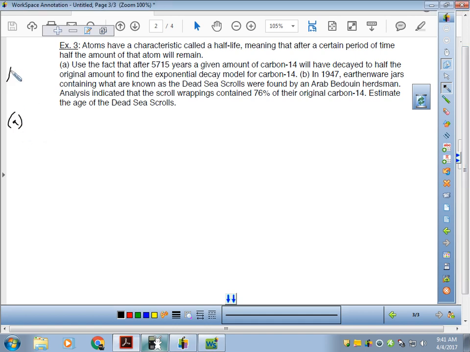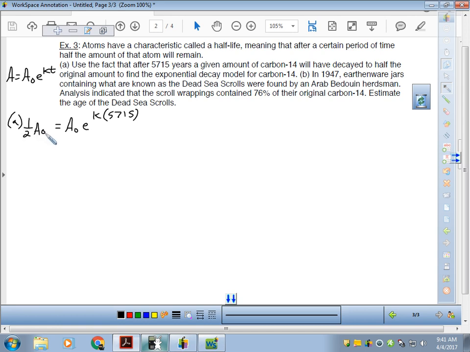So again, remember this is our formula, A equals A sub 0 e to the kt. Do we know the initial amount? No. Do we know the k? No. Do we know the t? Yeah, we know the t is 5,715. Equals. Do we know the final amount? Well, they told us after this much time, it has decayed to half of the original.